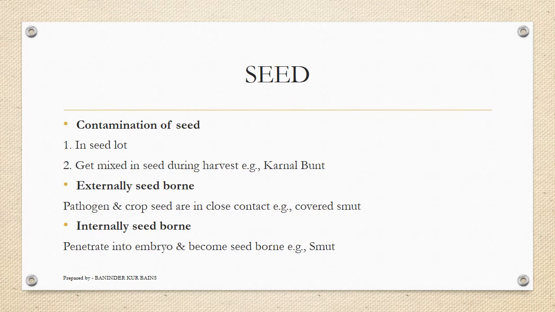Seed. So contamination of the seed can occur by basically two means in the seed lot. Seed lots are sometimes sold from one country to another country. So there can be some seeds which are infected with the disease or contain the spores of the disease, and when they travel from one country to another in a seed lot, then there is spread of the disease in the other countries, from one state to another state, from one field to another field.